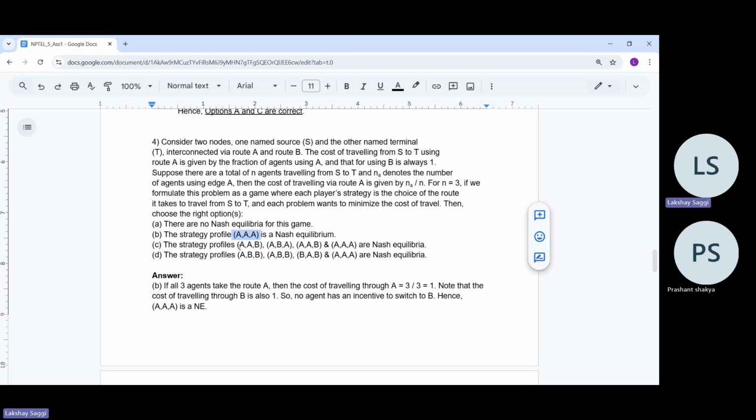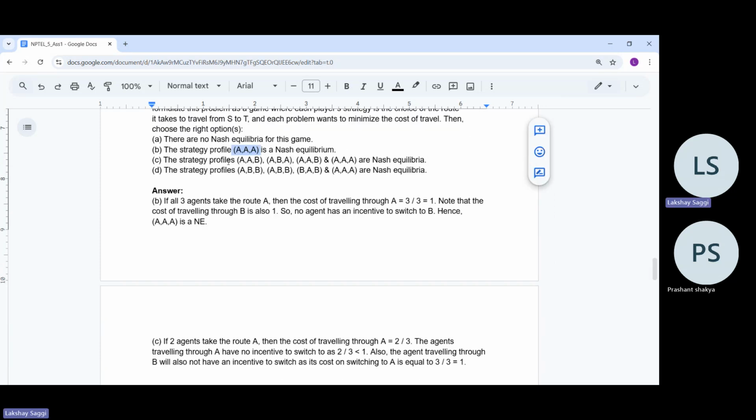Similarly, now we are at the C part where we say that we know AAA is a Nash equilibrium, and now we have to see whether AAB, ABA, and BAA are Nash equilibria.